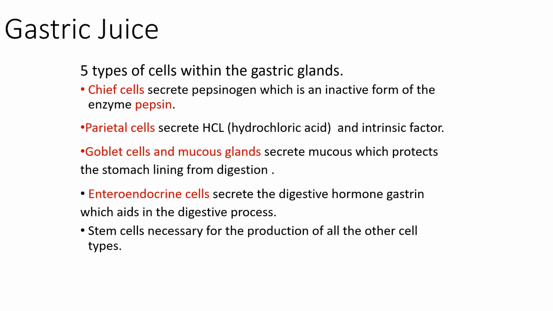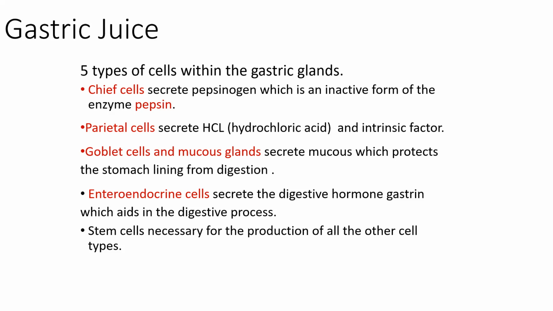And then we have a series of endocrine cells, enteroendocrine. They are internal endocrine cells that produce gastrin. Gastrin tells us when we're full. It helps us in the digestive process. And then underneath all that, we have stem cells that can make anything we need of these five types.